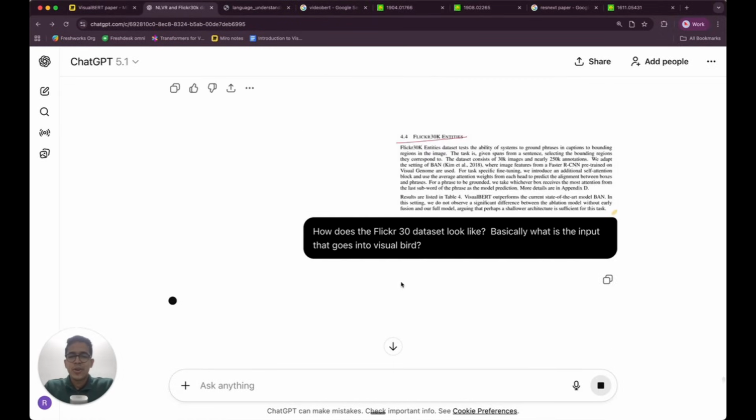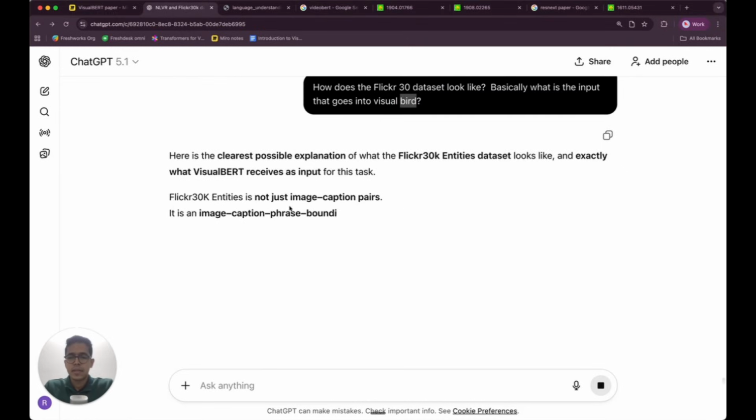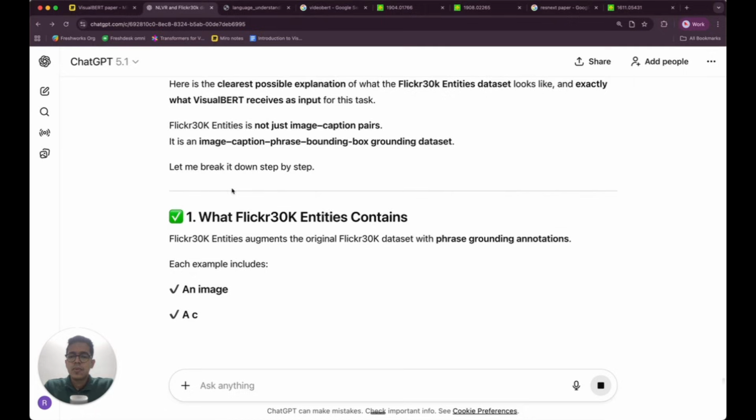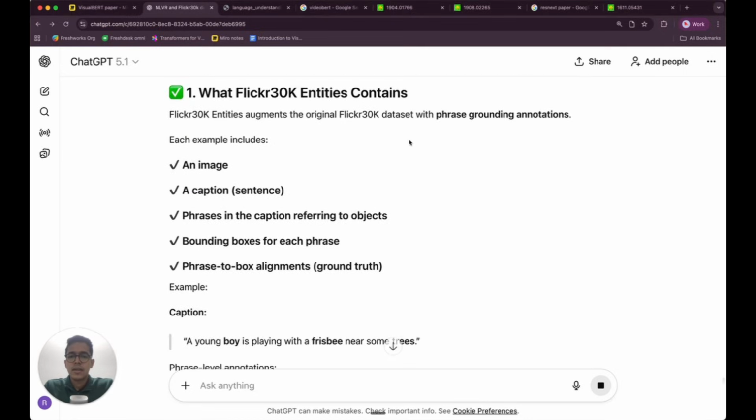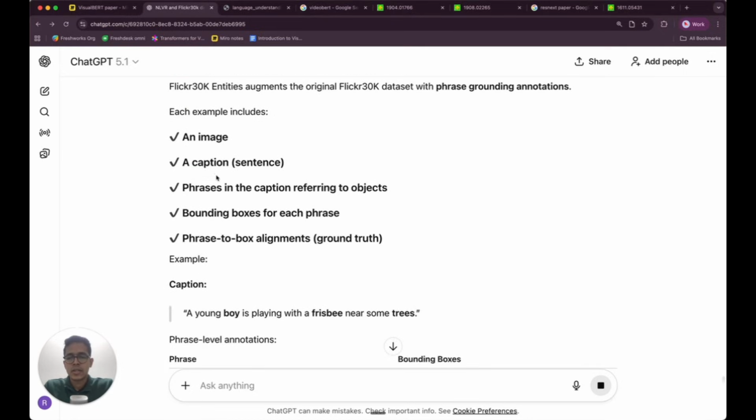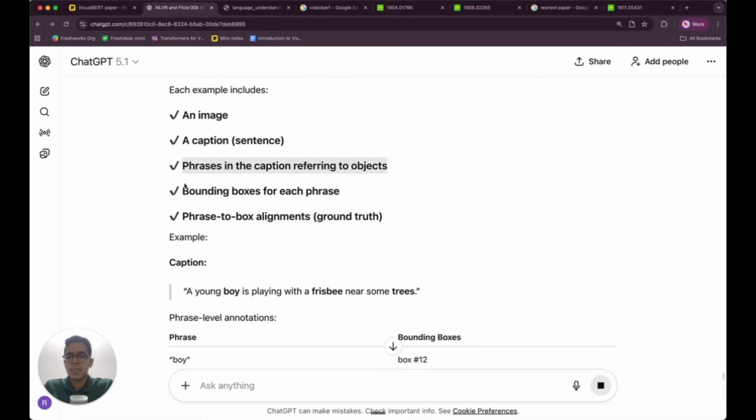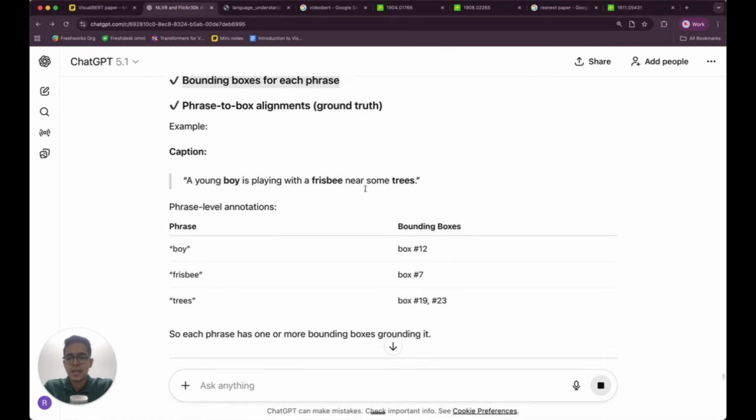My audio to text converter converted it into VisualBERT instead of VisualBERT. Anyways, doesn't matter. So Flickr30 has a dataset with phrase grounding annotation. So you have an image, you have a caption, which is a sentence, then phrases in the caption referring to objects, then bounding boxes for each phrase. Okay, this is an example.